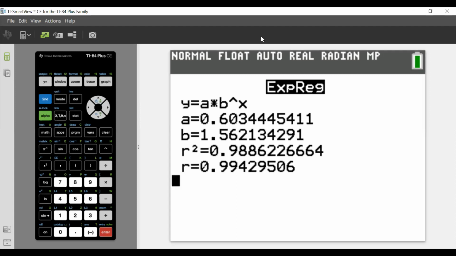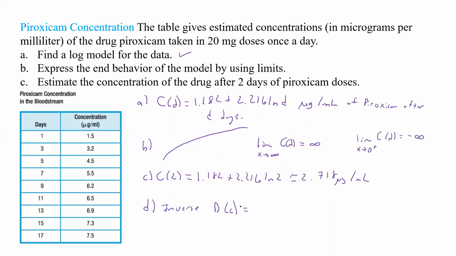So let me write this down. So if we go back over, this is going to be 0.6, 1.603, 1.562, and we're raising it to the power c. And this is going to be days, okay, because that's our unit here. So that's going to be days needed to reach a certain concentration.